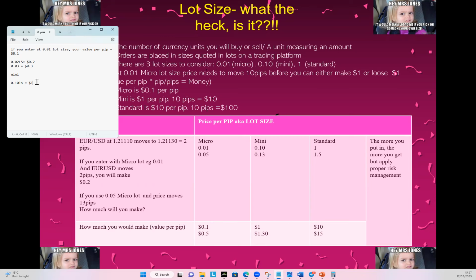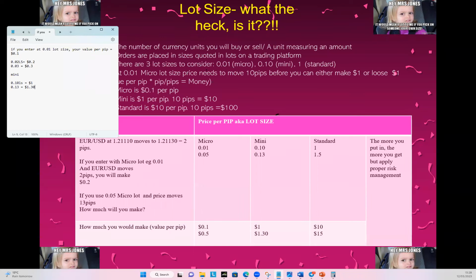I'm just trying to make this as simple as possible, but Samuel will get to that point in a minute. So 0.10 lot size equals $1. That's your value per pip. If you were entering at 0.13, your value per pip is what? $1.30. Does that make sense? And so on and so forth.